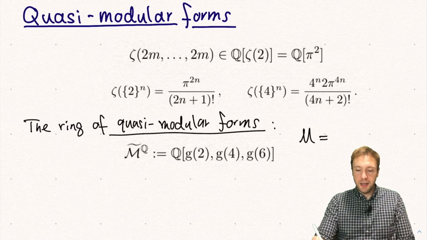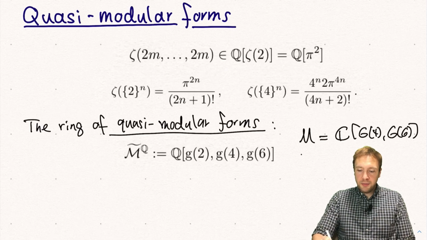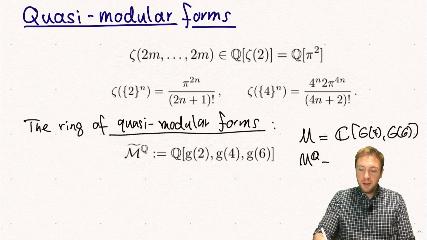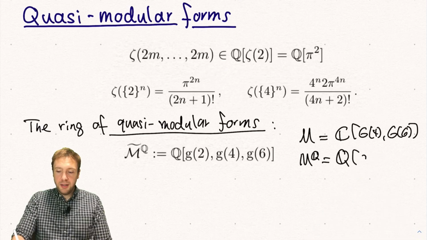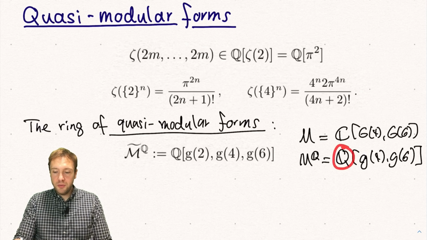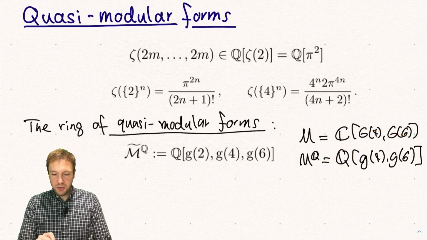And also, if you remember the space of modular forms, which we denoted by M, this was given by the polynomial ring in Eisenstein series G4 and G6. And one can also show that the space of modular forms, which just have rational coefficients, is exactly this ring here, where we choose G4 and G6 and take as coefficients Q. And you somehow see that this is this ring here, but we also include G2.